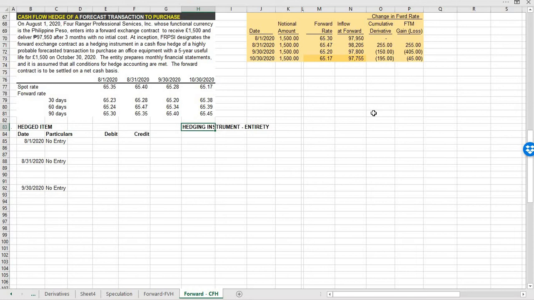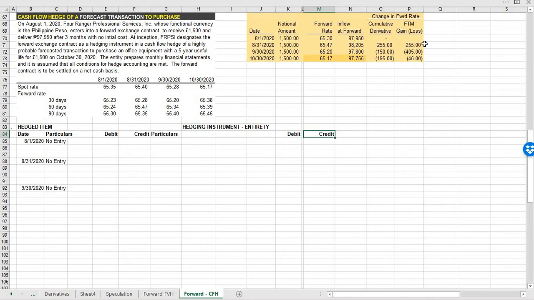So, let's start. Anong ating basis ng ating journal entry? Ang gagamitin ba natin ay gross or net? Sabi dito, the forward contract is to be settled on a net cash basis. So, ang gagamitin natin is net cash settlement basis na journal entry. Kaya, ibig sabihin, kung tayo ay net cash basis, wala tayong actual delivery, ibig sabihin, ang tanging journal entry lang natin for the forward contract pertains to the changes. So, changes lang ang ating i-record kapag tayo ay net cash settlement.